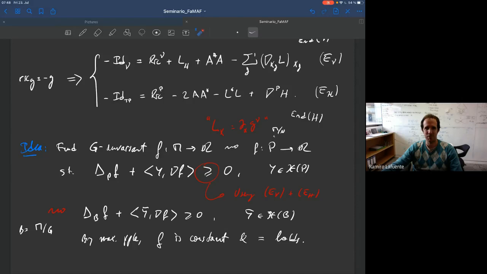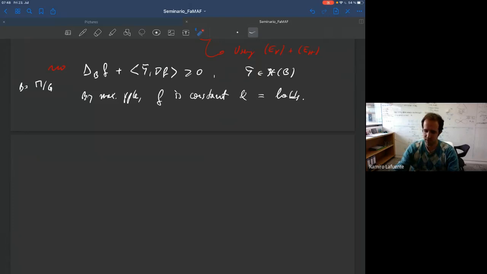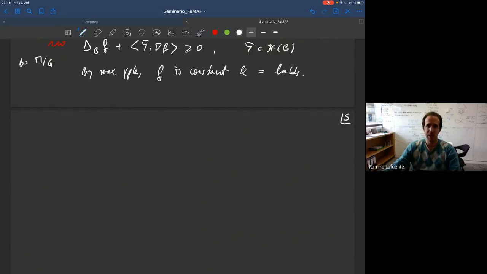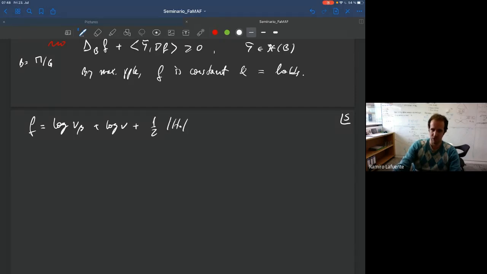Okay. So I will skip the motivation for how we construct the F. I can tell you maybe later on, but let me tell you what F is. It turns out that the good F that works is the following: log of the beta volume plus log V plus 1/2 the norm of H naught squared. Okay, so what are these? So this is a function on M, which is G invariant.